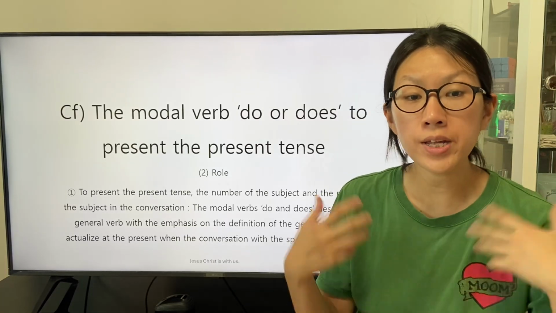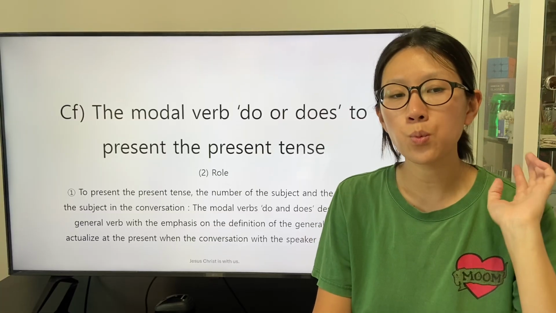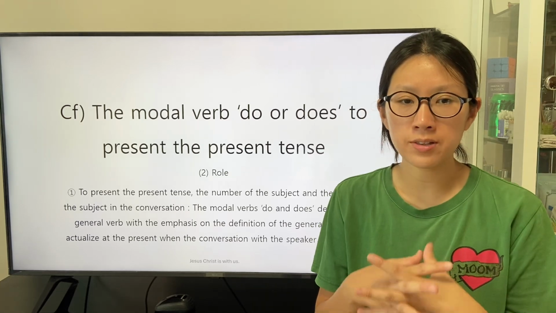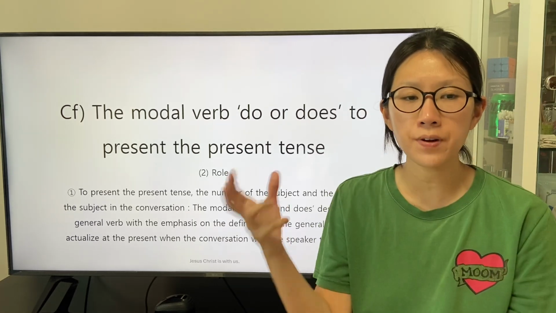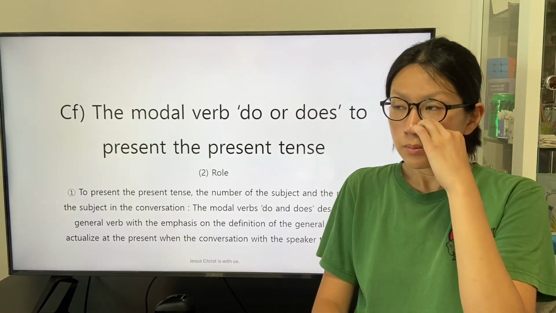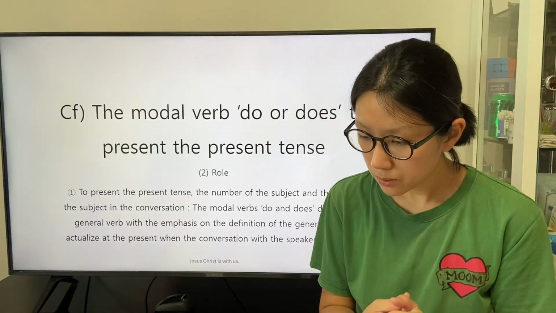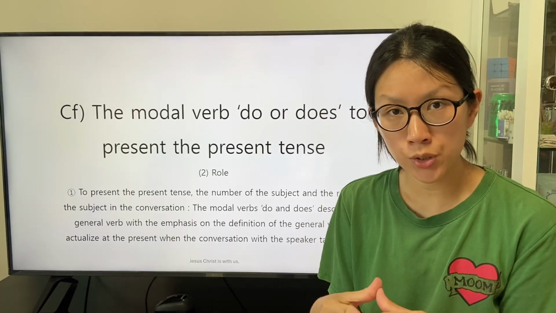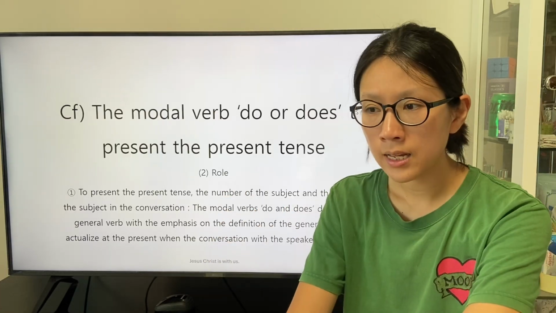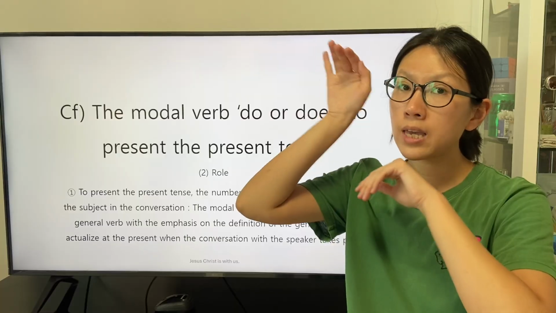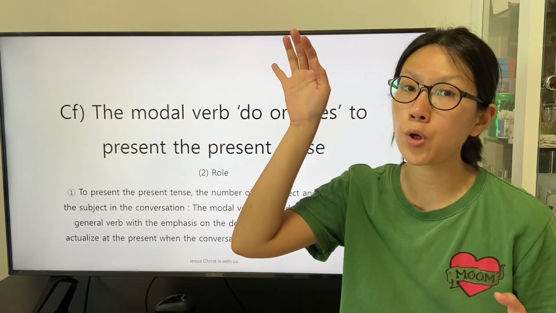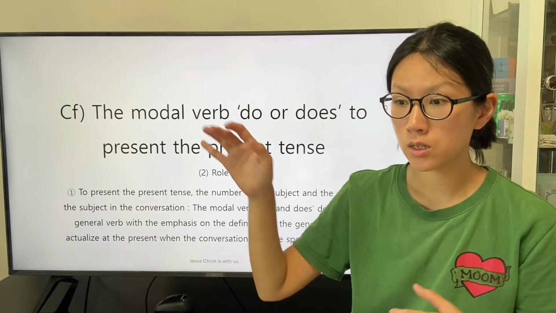The modal verbs do and does describe the general verb with the emphasis on the definition of the general verb to actualize at the present when the conversation with the speaker takes place. The speaker intends to inform the subject in a clause so that the listeners can gather the proper information in each clause according to the priority of the subject.